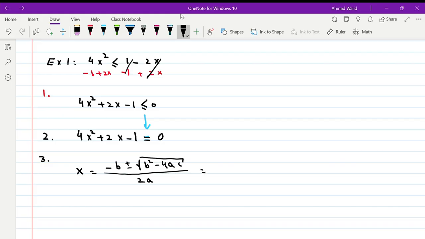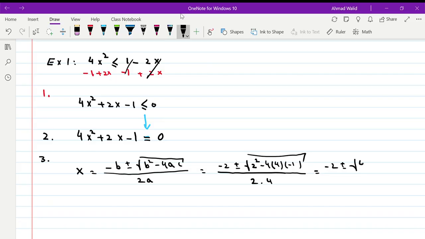Plug in the numbers. Negative b means negative 2, plus minus the square root of 2 squared minus 4 times a, which is 4, times c, negative 1, over 2 times 4. Let's simplify a little bit. Negative 2 plus minus the square root of 2 squared is 4. Negative times negative gives you positive. 4 times 4 gives you 16. Over 2 times 4, 8.